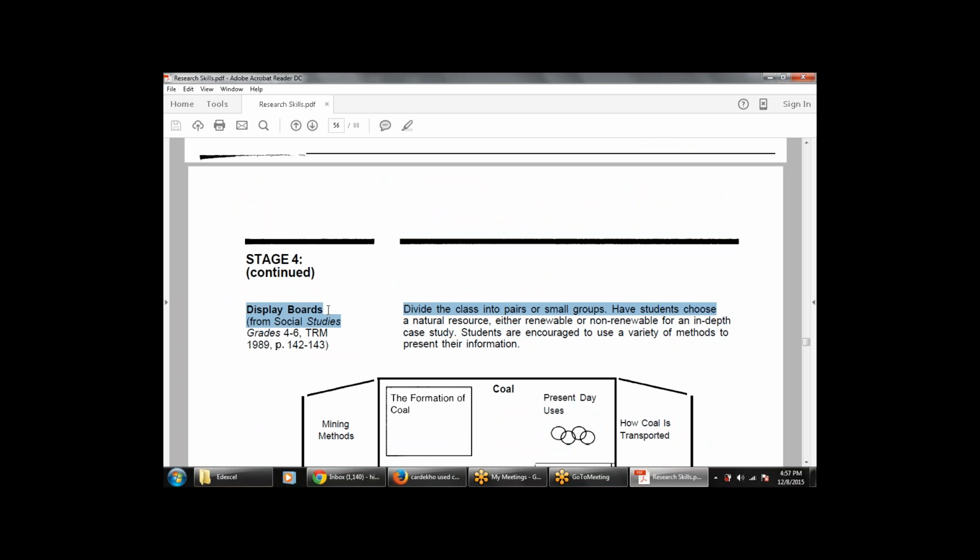Then the next method that is used is display boards. Divide the class into pairs or small groups, so that each group can prepare and maintain a display board. Have students choose a natural resource, either renewable or non-renewable, for an in-depth case study. Students are encouraged to use a variety of methods to present their information. There is a display board available here that is used to give the information, and students are encouraged to use a variety of methods to present their information.